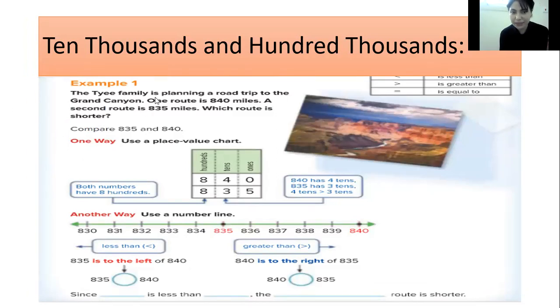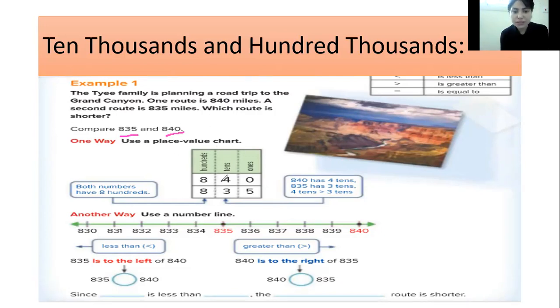The Thai family is planning a road trip to the Grand Canyon. One route is 840 miles, a second route is 835 miles. Which route is shorter? If I want to compare two numbers like 835 and 840, we can use a place value chart. I want you to use the place value chart in comparing, in writing numbers, in any examples in this lesson.